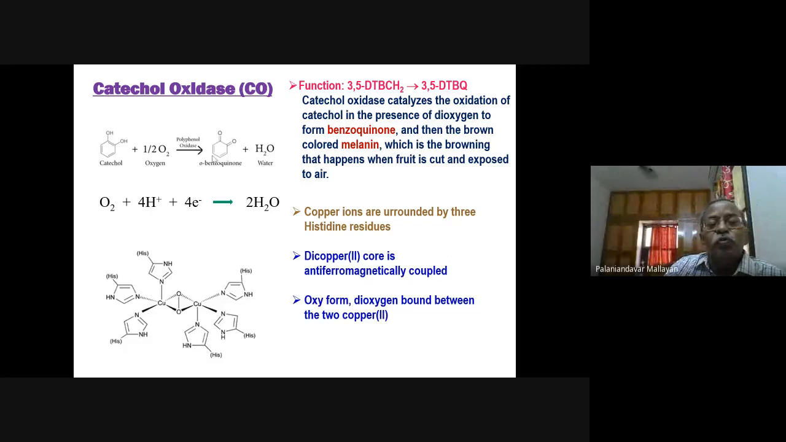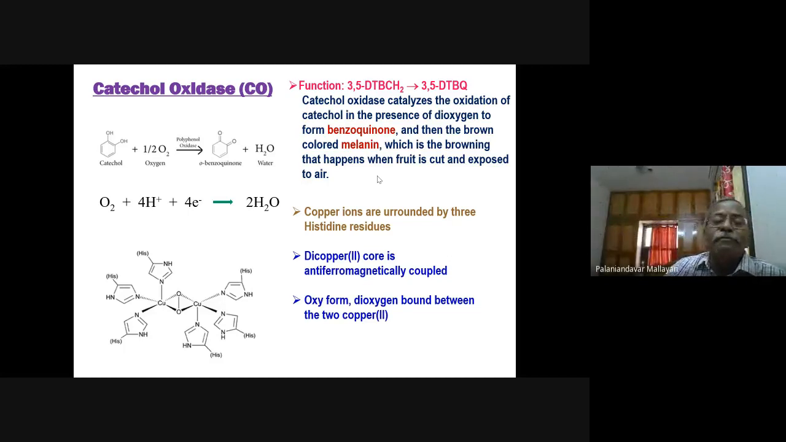Convert this catechol to orthobenzoquinone like this, right? And then again convert them into melanin. So this melanin formation is the basis of browning of fruits. When you cut an apple, for example, it will be very bright. After some time, it will turn into brown.